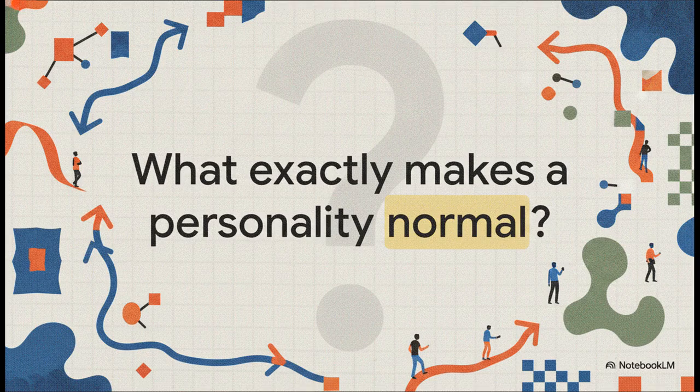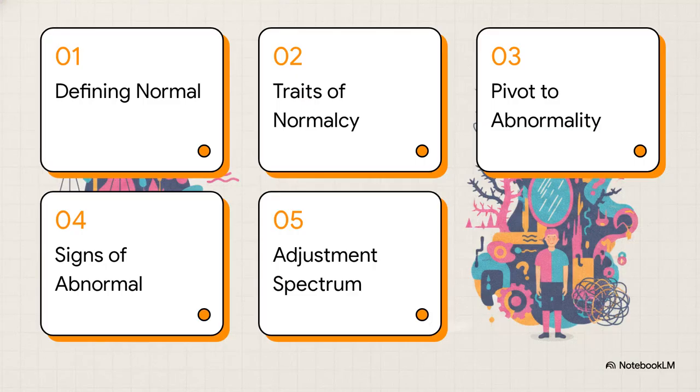It's super tempting to think of normalcy as just being average or maybe just following the rules. But as we're going to see from the clinical literature today, true normalcy is way more active and dynamic than just blending into the background. Here is our roadmap for today's explainer. 1. Defining normal human behavior. 2. Key traits of normalcy. 3. The pivot to abnormality. 4. Signs of abnormal personality. And 5. The adjustment spectrum.